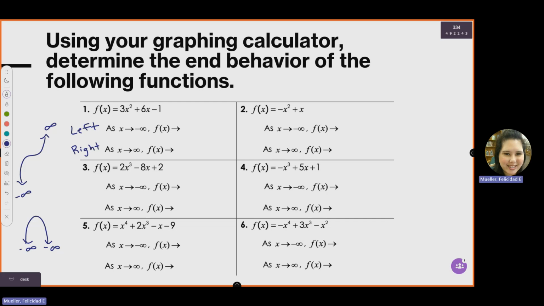All right, let's go ahead and check your work. Our first one here is going to be positive infinity, positive infinity. Number 2 is negative infinity and negative infinity. Number 3 is negative infinity and positive infinity. Number 4 is positive infinity, negative infinity. Number 5 is positive infinity, positive infinity. And number 6 is negative infinity, negative infinity.